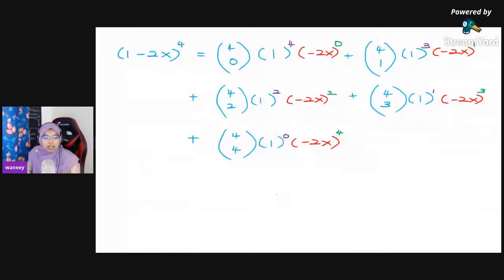Okay, so now let us find out what is the value. Okay, so 4C0, 4C1, 4C2, 4C3, 4C4, we can actually use our calculator for that. So you have to find C.